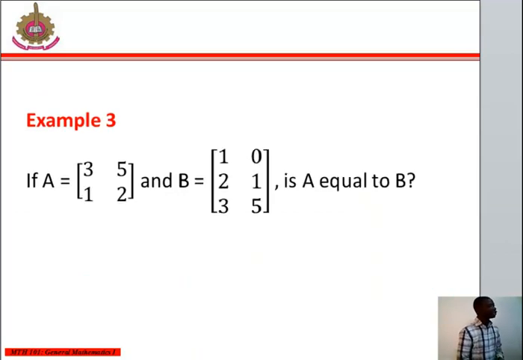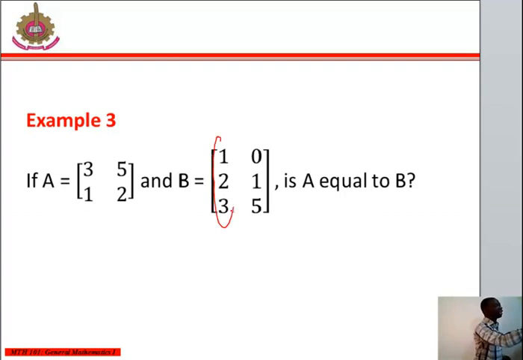What about a situation where you have to find if A is equal to B? In this type of matrices, they can't be equal because they do not have the same number of rows and columns. So the first matrix, which is A, is a 2 by 2 matrix, and the second matrix is a 3 by 2 matrix.